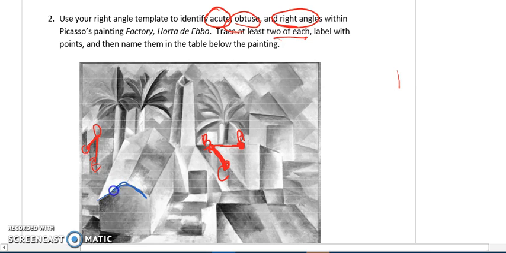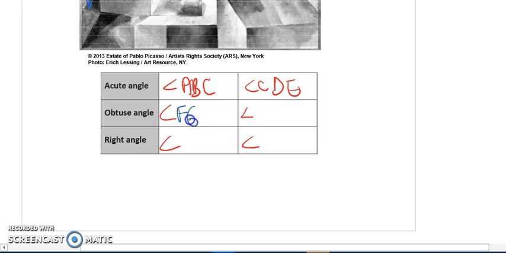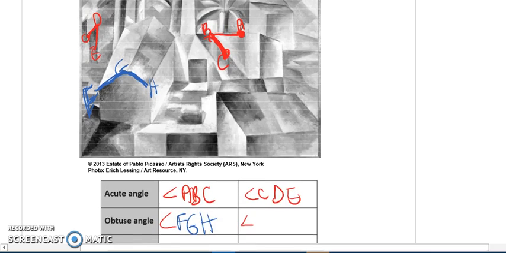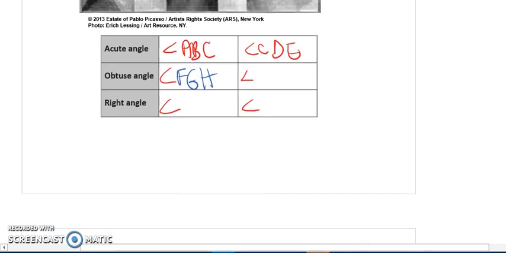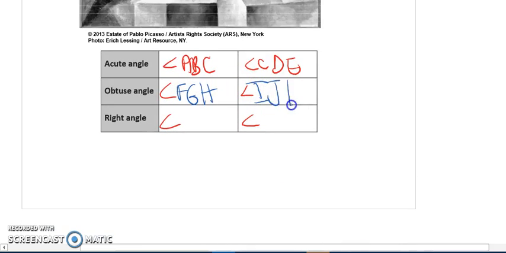This is bigger than 90 from here to here to here. Let's call that E. Oh wait, let's call it F, G, H. Alright, so angle F, G, H is greater than 90. And I think, how about from here down to here? That would be I, J, K. So let's do angle I, J, K.